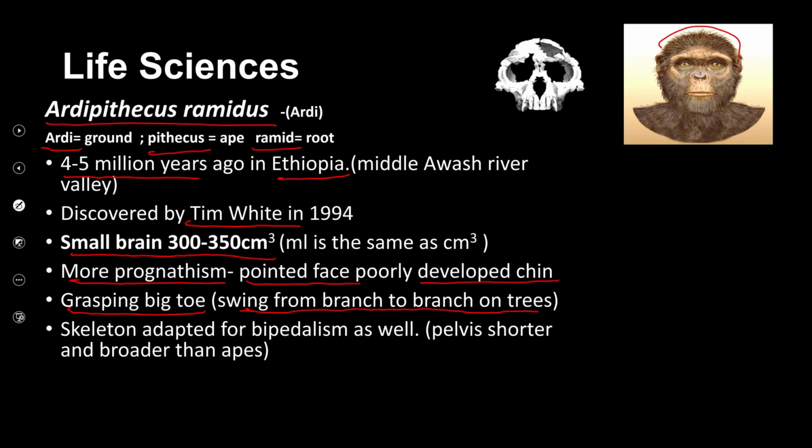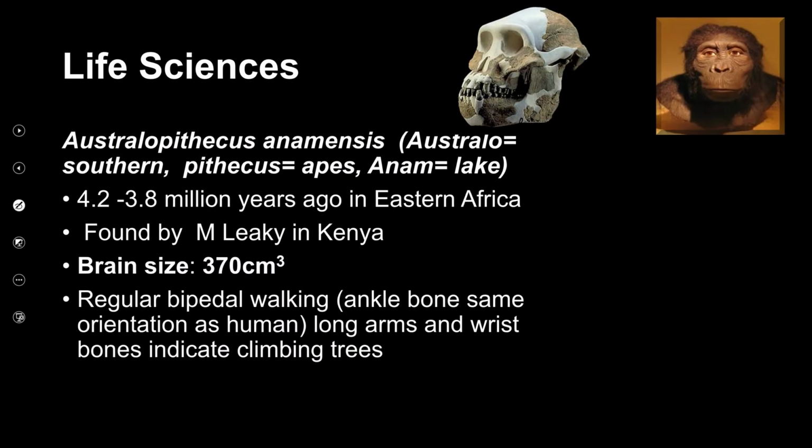Okay, and their skeleton was adapted for bipedalism as well, so the pelvis was shorter and broader than the ape counterparts. Right, then the next species we're going to have a look at is called Australopithecus anamensis, and it means southern apes, and they were found in the lake area. They lived about 4.2 to 3.8 million years ago. They were also found in Eastern Africa. They were found by Mary Leakey in Kenya.